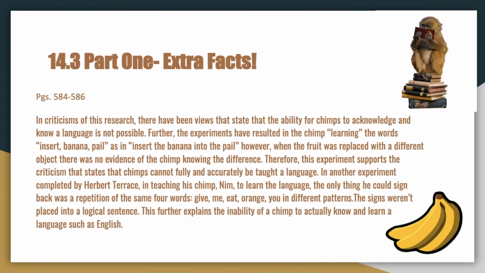In another experiment, completed by Herbert Terrace in teaching his chimp, Nim, to learn the language, the only thing he could sign back was a repetition of the same words: give, me, eat, orange, and you in different patterns. The signs weren't placed in a logical sentence. This further explains the inability of a chimp to actually know and learn a language such as English.